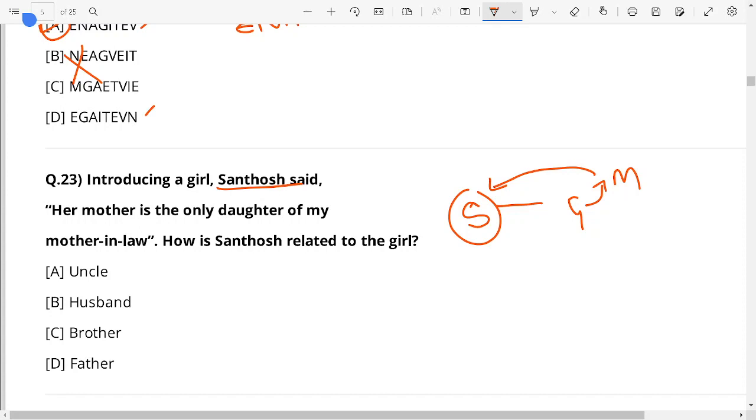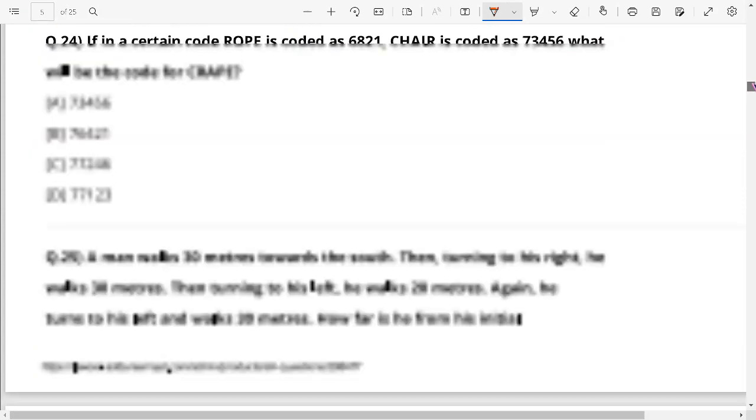Now, Santosh is the father of the girl. Right? So, option D is the right answer. The question is, how is Santosh related to the girl? It is father, that is the right answer. Right? Chalo. Next question.